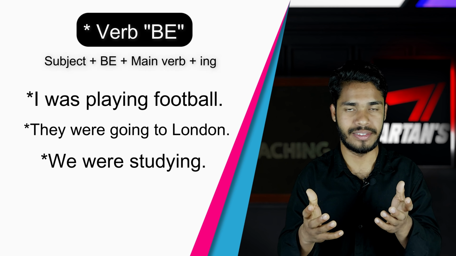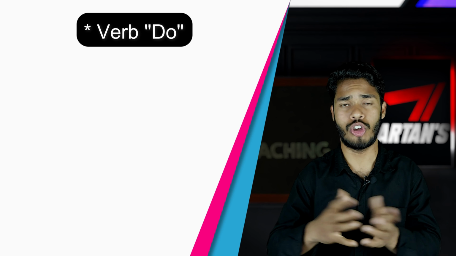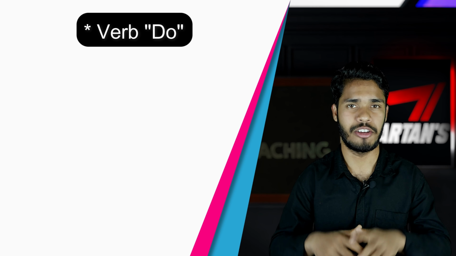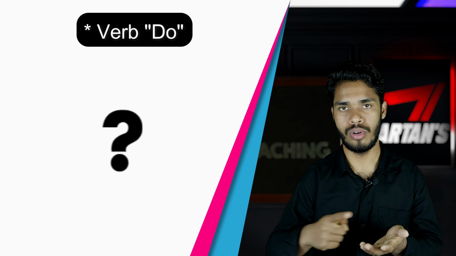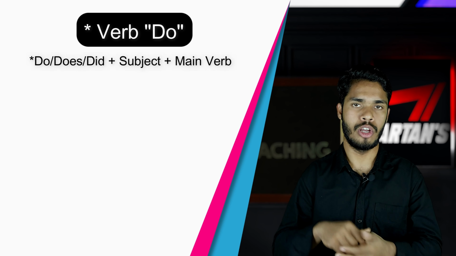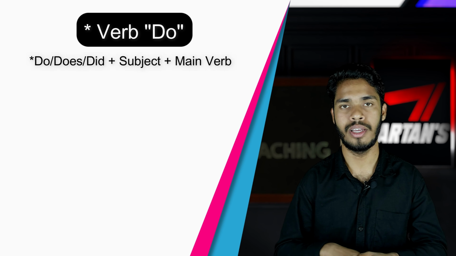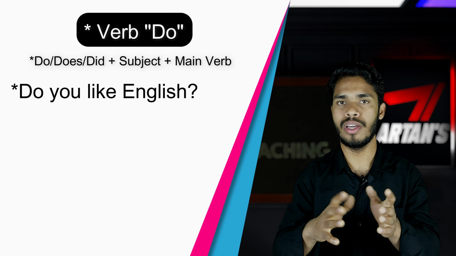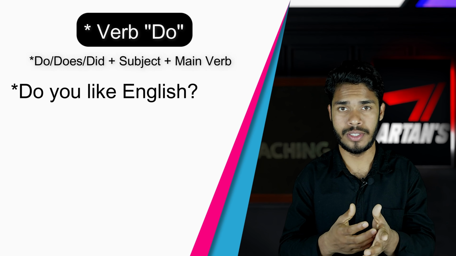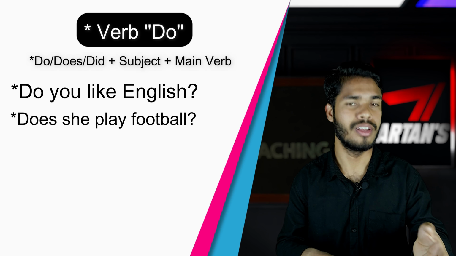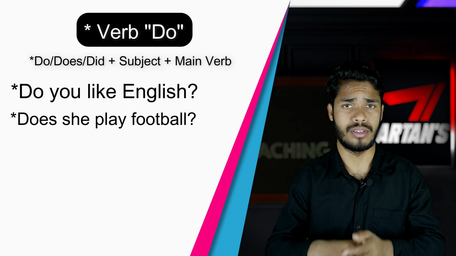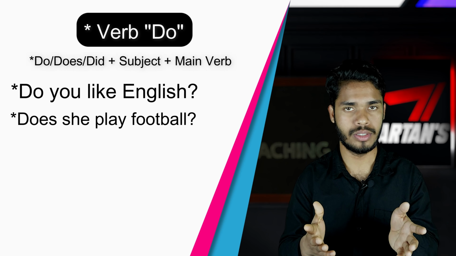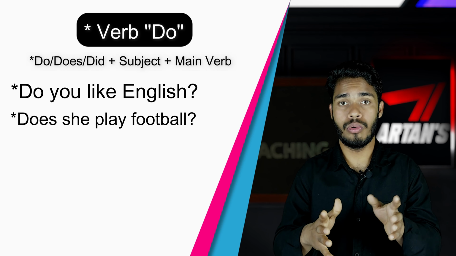And now let's talk about do verb. It is the boss of negatives and questions. Do for questions. The structure will be do, does, did plus subject plus main verb. For example, do you like English? Does she play football? Does is used for singular subject, and do is used for plural subject and second person. So, do you like English? Does she play football?